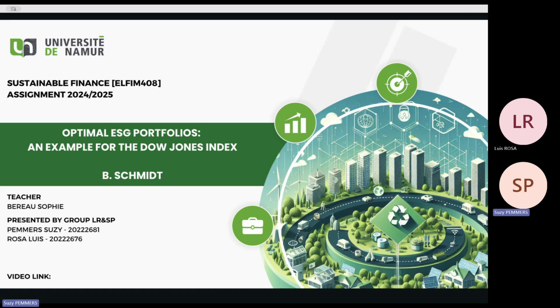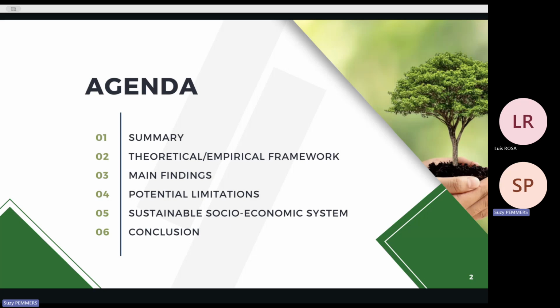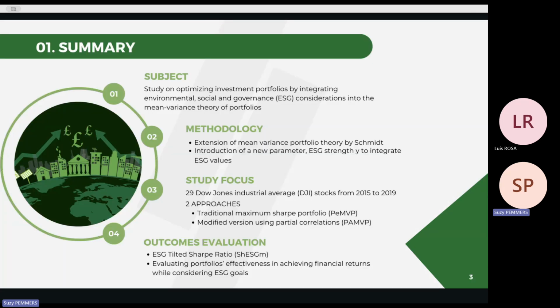I think that everything's fine now. So, welcome to our presentation today. We are going to talk about the optimal ESG portfolio, an example for the Dow Jones Index by Anatoly Schmidt. About the agenda: we are going to make a quick summary of the article, then see the theoretical and empirical framework, then the main findings of the article. Then Suzy will talk about the potential limitations, the sustainable socio-economic system, and a quick conclusion.